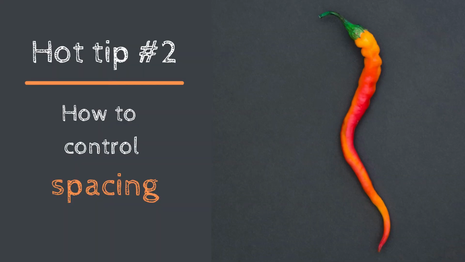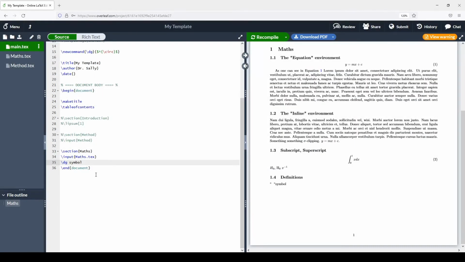But that does bring us to bonus tip number 2, spacing. If you're using a definition and you want to add a regular space right after it, you can just put another backslash on the end of the definition. So backslash dg backslash in our example.